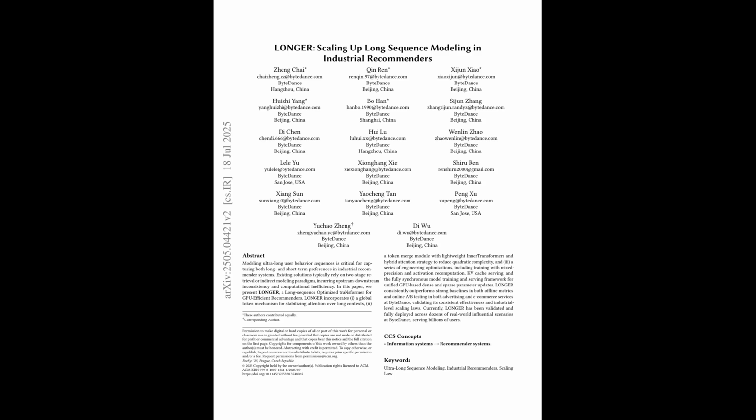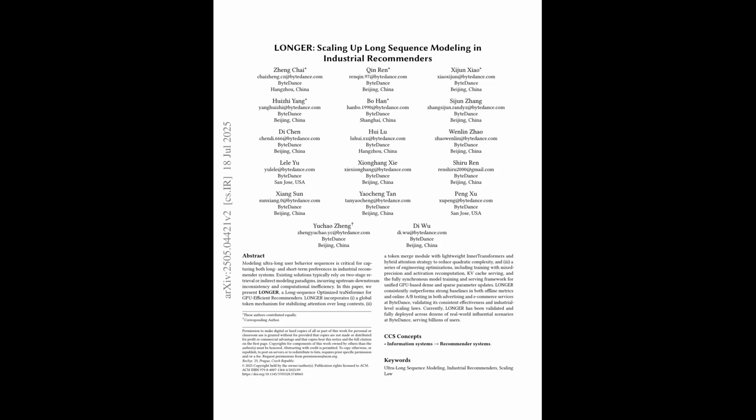The token merge plus InnerTrans pattern is also worth borrowing for any team currently doing two-stage retrieval. It gives you a path to end-to-end long sequence modeling without quadratic blowup, and the scaling laws suggest you'll keep getting wins as you push sequence length up.